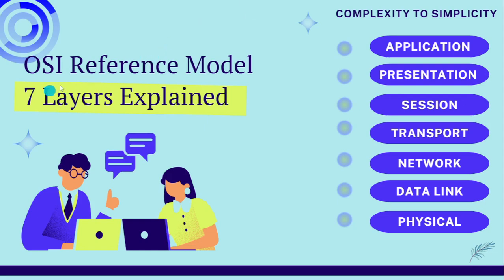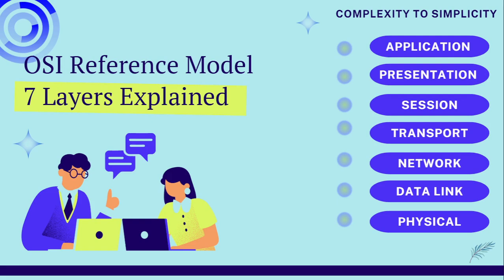So here I am with another interesting and important topic, the OSI reference model, or we can say the 7 layers reference model, because it obviously has 7 layers in it. And when we talk about the OSI reference model, it actually helps in understanding the communication between two devices.